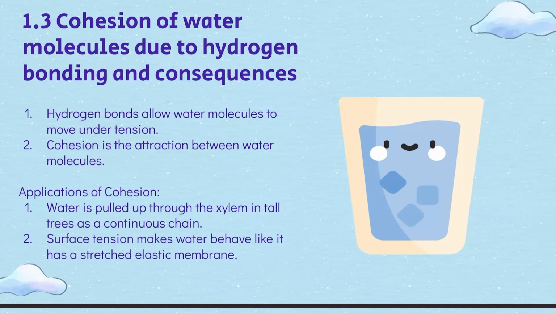There are two main applications of cohesion. Firstly, water is pulled up a tall tree from its roots through the xylem to the leaves. Since water molecules are attracted to each other, they are pulled as a long continuous chain that is able to withstand large tension. The second application is surface tension, which is caused by cohesion, which results in water behaving as though the surface of a body of water is covered with a stretched elastic membrane.